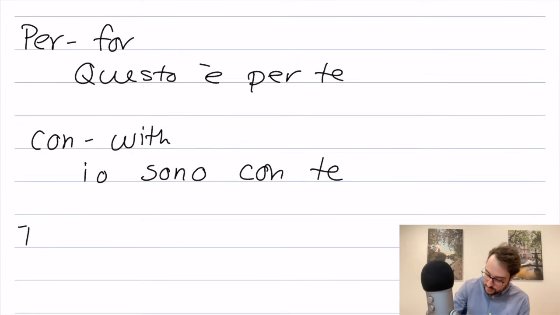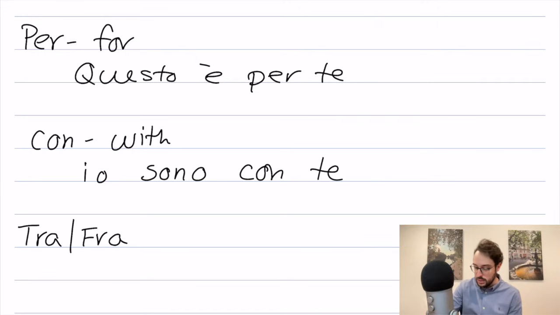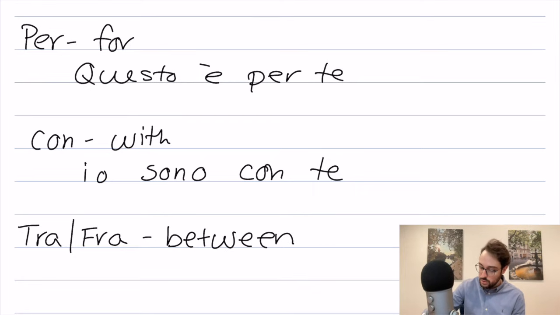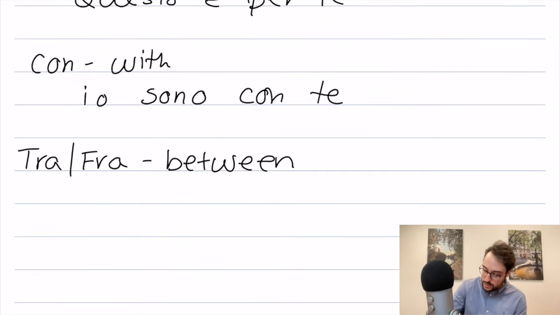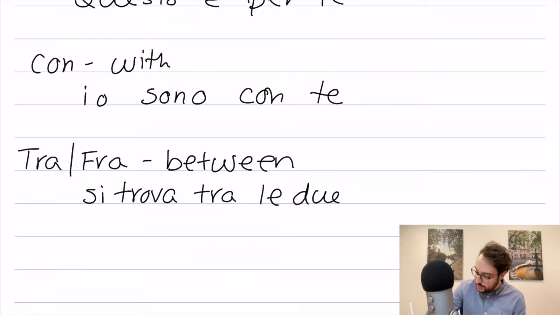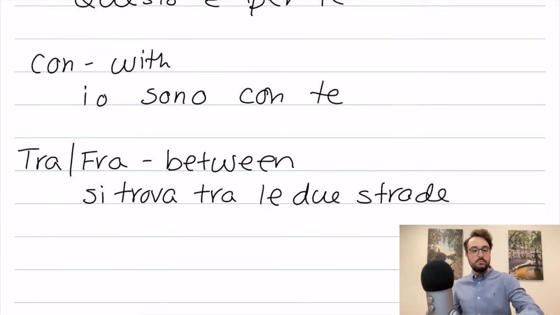We also have tra or fra. They are interchangeable. This means between. So you could say si trova, it is found, tra le due strade. It is found between the two streets. Just identifying where something is seen. Si trova tra le due strade.